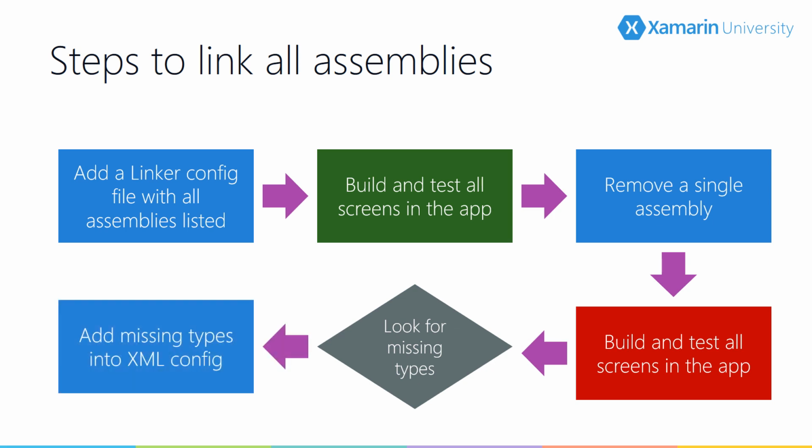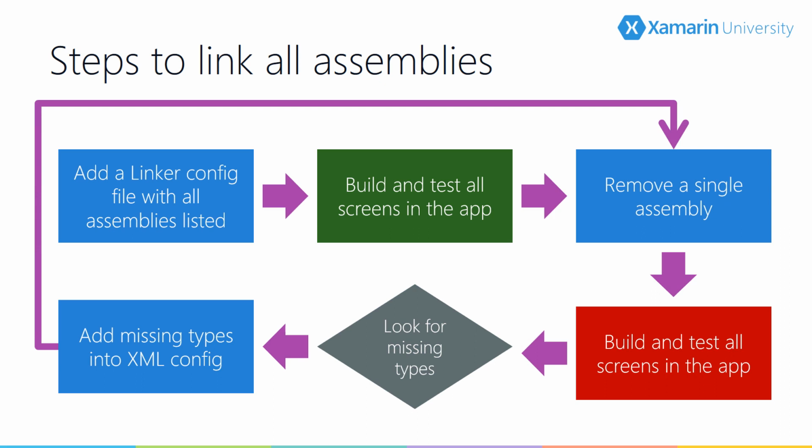So now you want to identify that missing type or operation and then add it to your linker configuration. And then of course, we're going to repeat that process until you've gone through all of your assemblies and your app continues to run as expected.